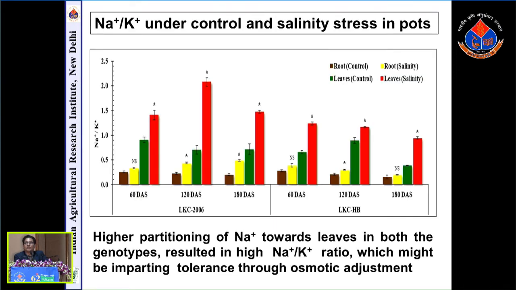And this is the sodium-potassium ratio. It was found that there was high partitioning of sodium towards the leaves in both the genotypes, which resulted in a high sodium-potassium ratio. It might be imparting the tolerance through osmotic adjustment.